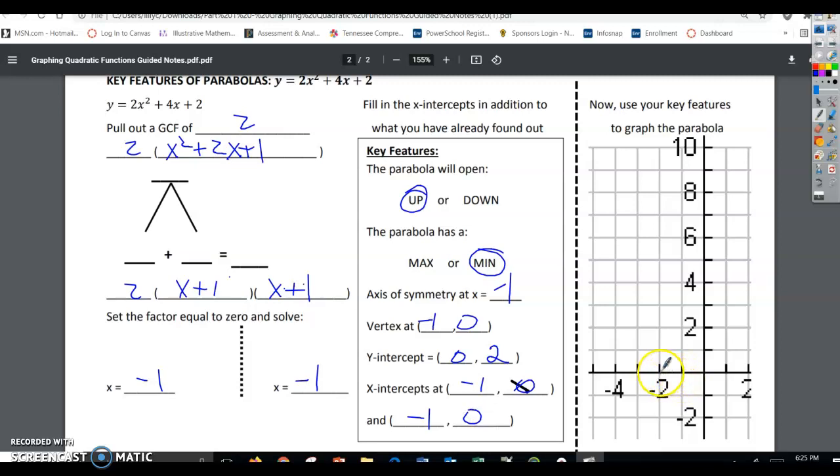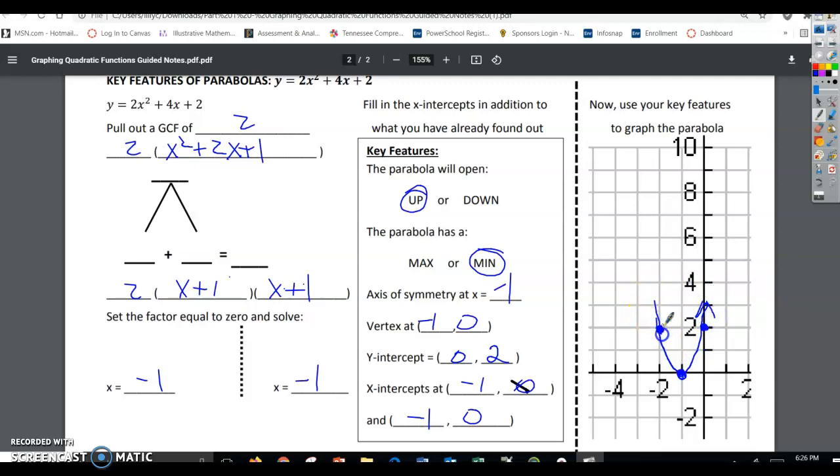So let's see what that looks like. If we're going to graph it, I'm going to graph this at (-1, 0) as my vertex. I have a y-intercept at (0, 2). I have an axis of symmetry, which is this imaginary line that divides my parabola in half, which means I can reflect this point over and make another point here. I know my parabola turns up, and I'm not very good at drawing curves, but I'm going to try.